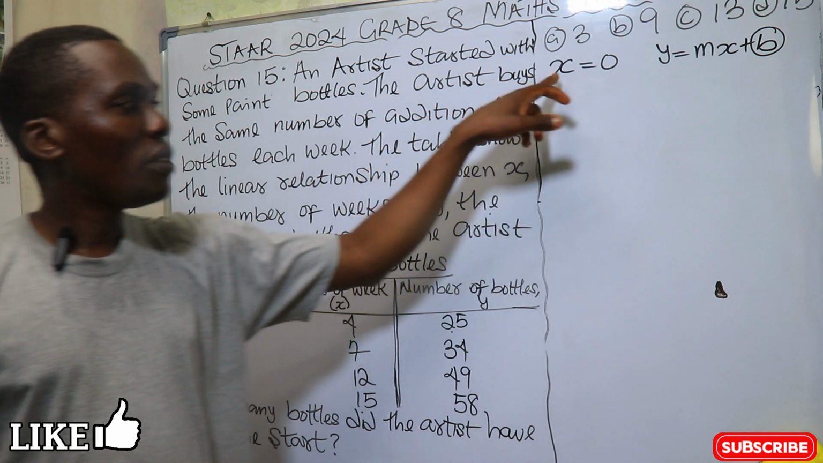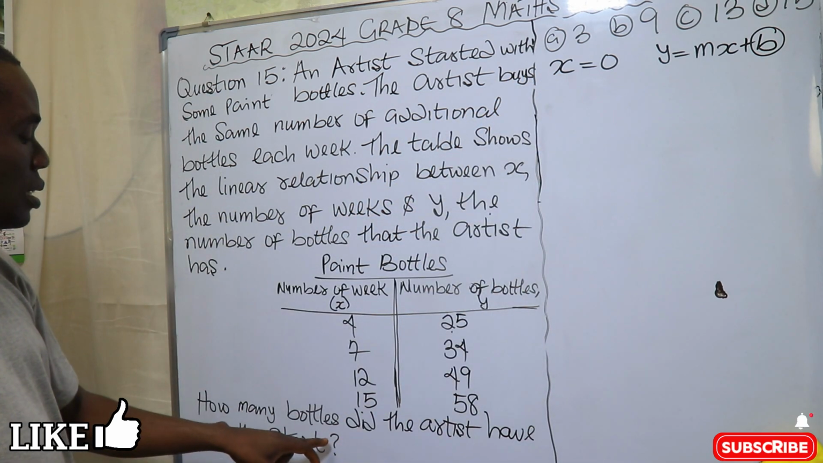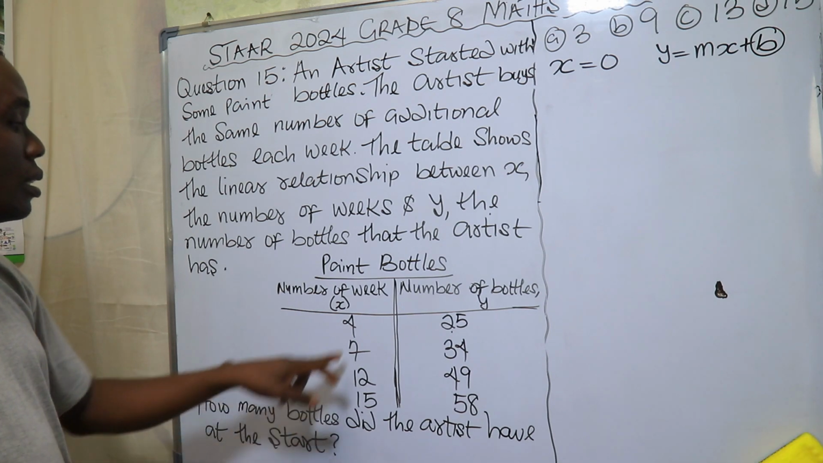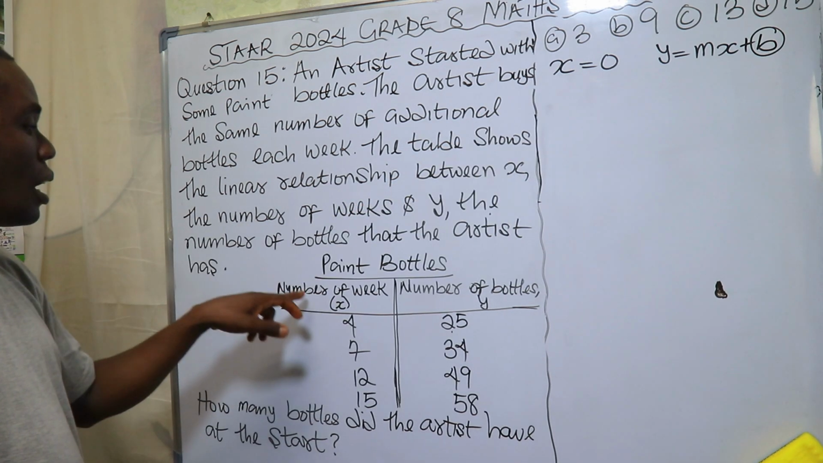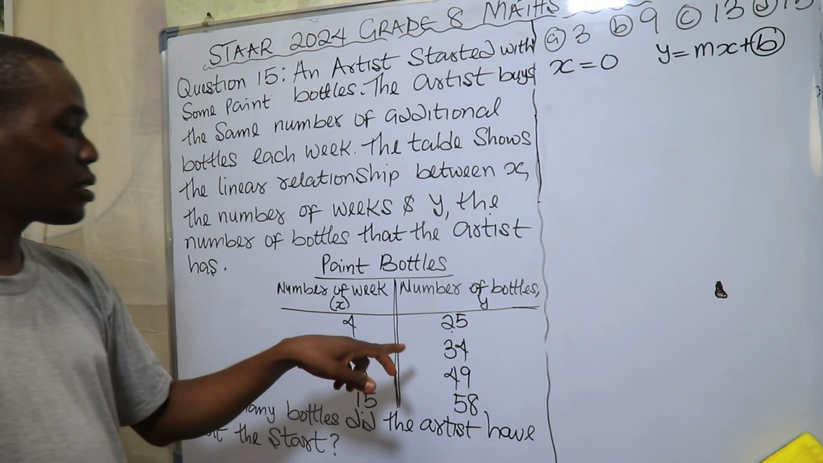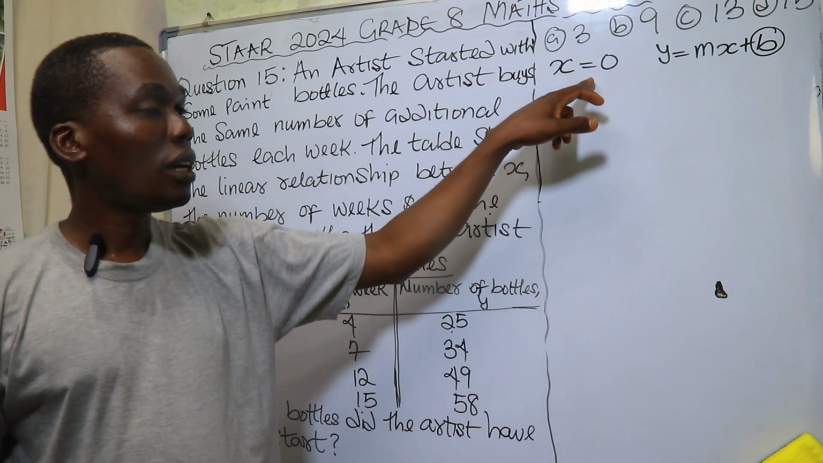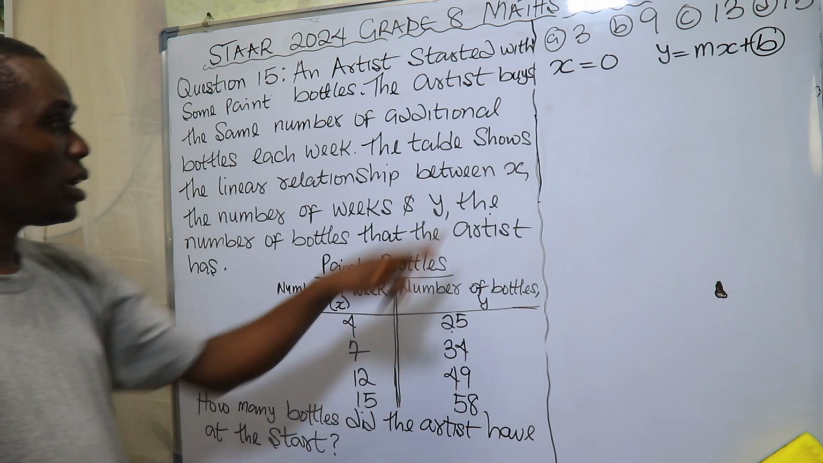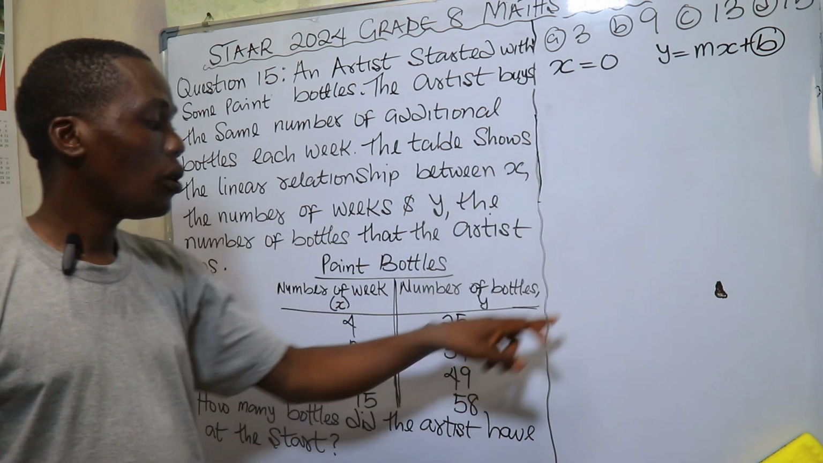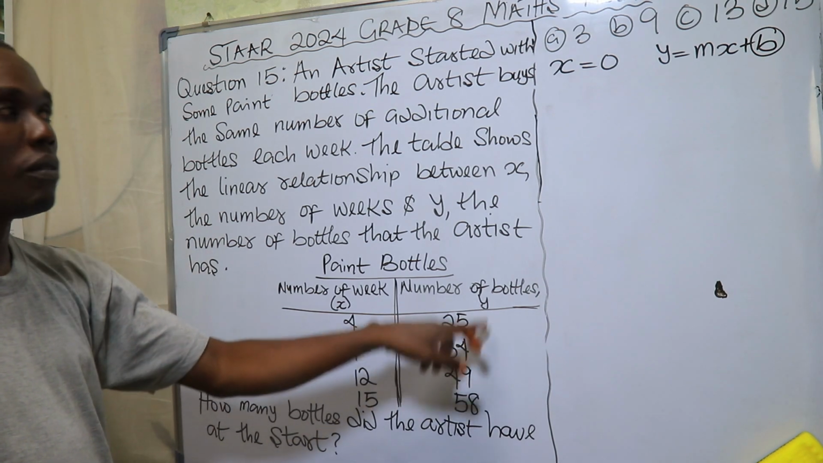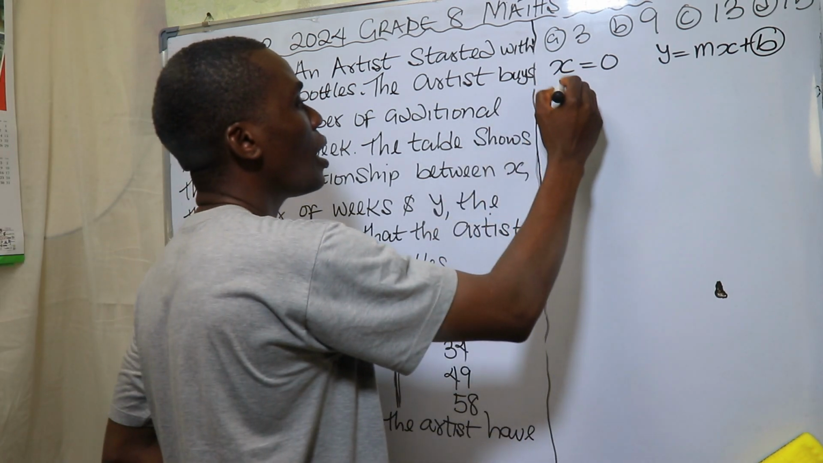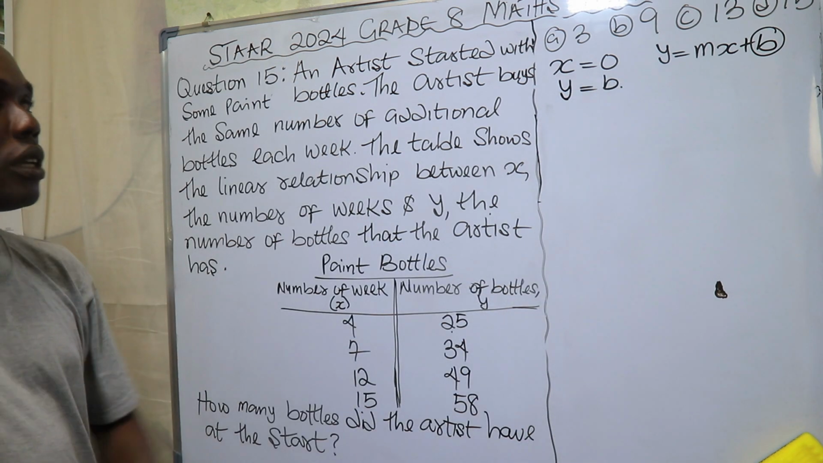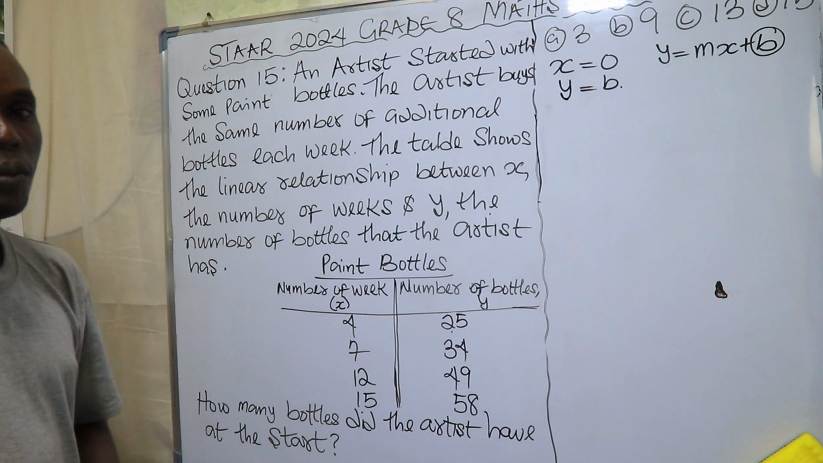So, at the start, that is X equal to 0, we don't know the number of bottles he has. That means the value of Y here is going to be the intercept, since X is equal to 0.